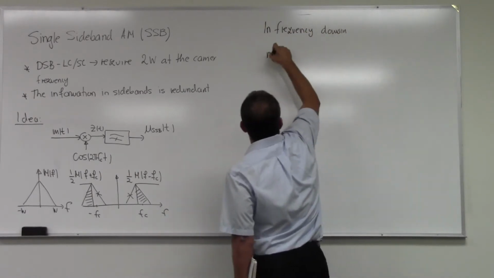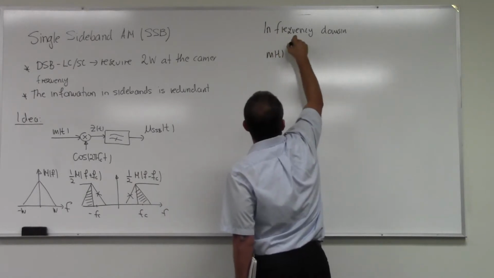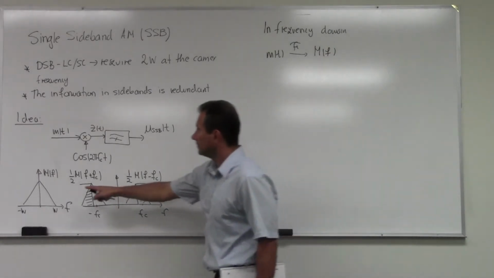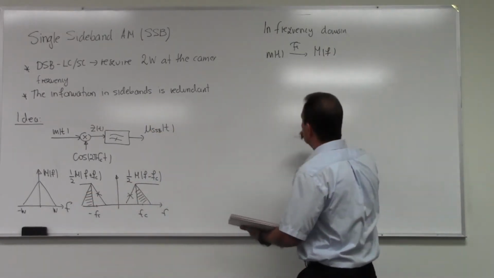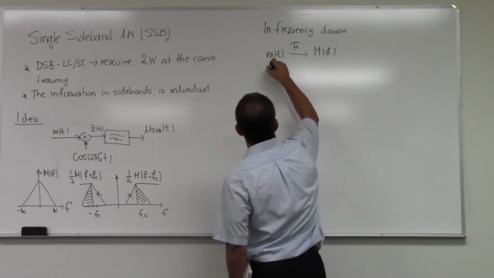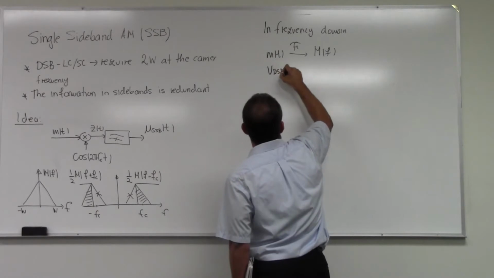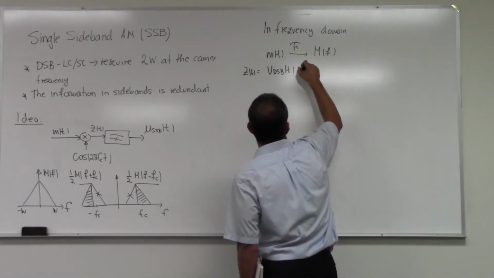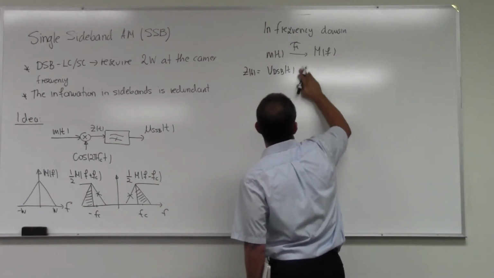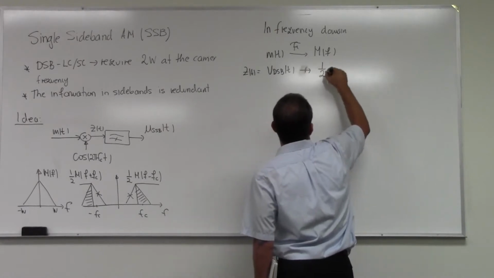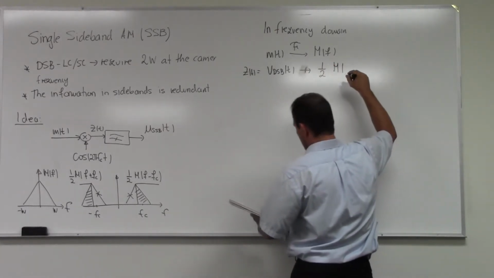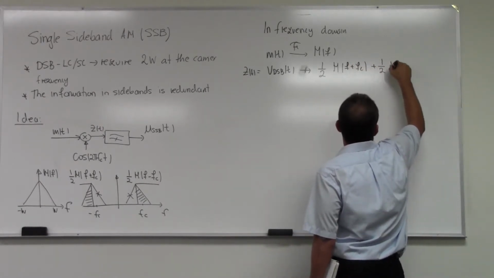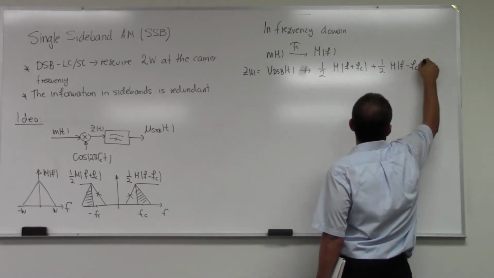We have that m of t, through Fourier transform, gives me M of f. That's this portion here. Now u double sideband of t, which is the same as the signal z of t, is going to give me a Fourier transform as 1/2 M of f plus fc plus 1/2 M of f minus fc.